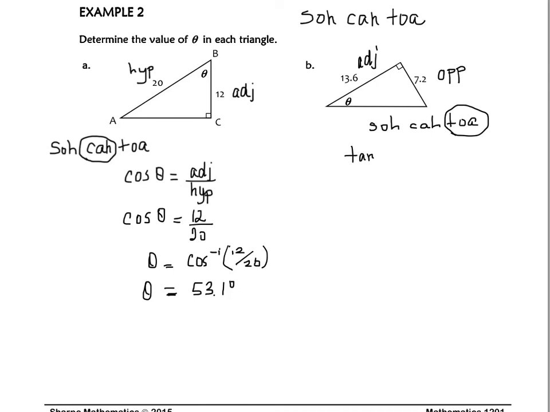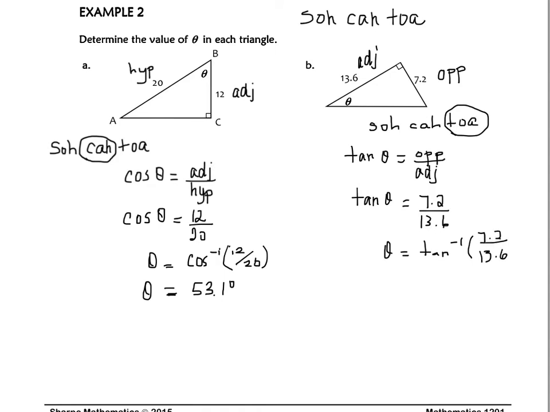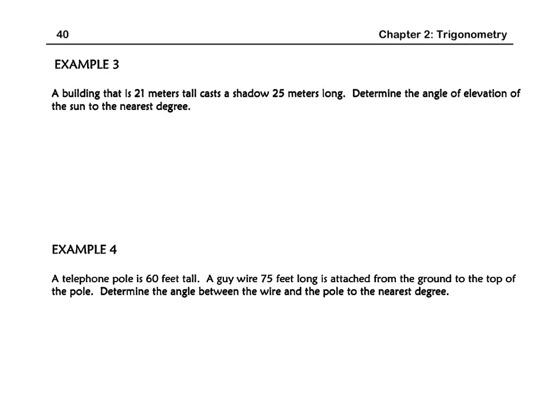So tan of the angle is opposite over adjacent according to its definition. Therefore tan of the angle would be 7.2 over the adjacent, 13.6. If you're looking for the angle, use inverse, so we've got inverse tan of 7.2 over 13.6. So inverse tan bracket 7.2 divided by 13.6 close bracket gives me that the angle is about 27.897 on my calculator. If you round that off to one decimal place, that would be 27.9 degrees.